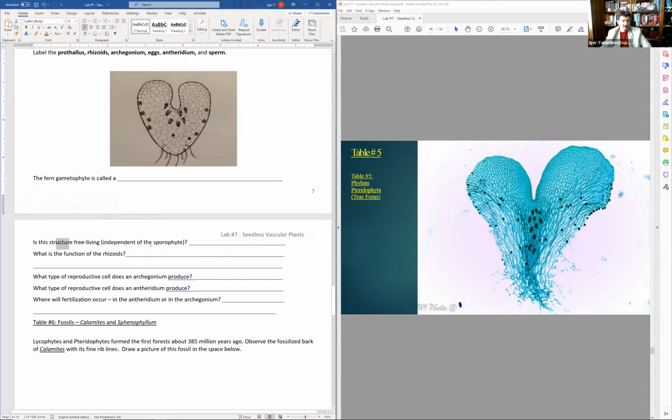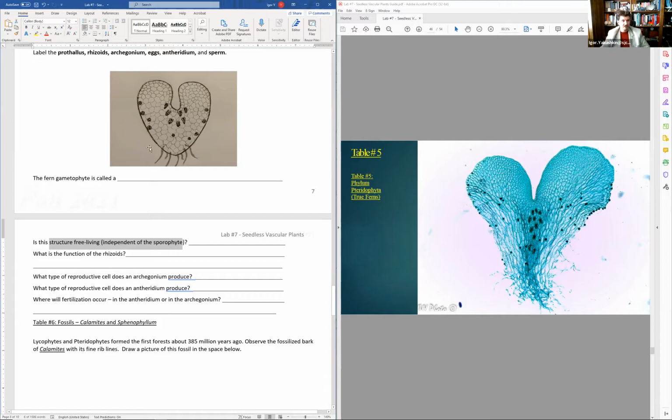Is the structure free living, independent of the sporophyte? Yes, it's photosynthetic and free living, but it's tiny. You have to have a microscope to see it. It's a 40 times, if not 100 times, increase in magnification for this one. So it's very small, literally a speck of green somewhere on the forest floor.